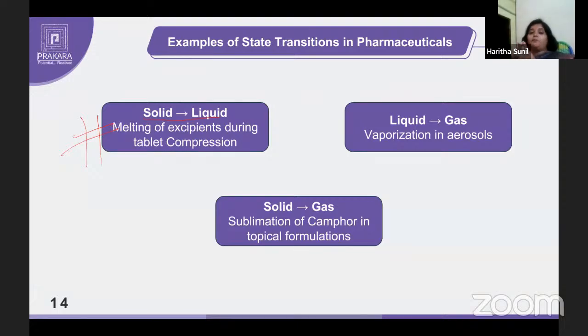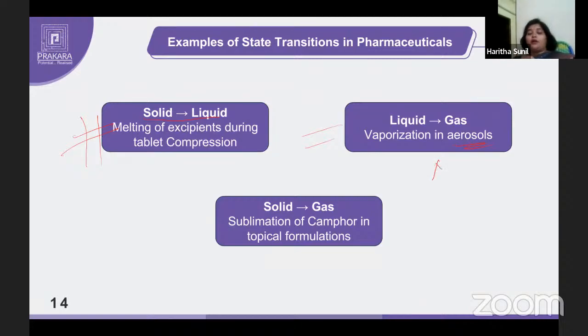So during tablet compression, certain excipients of the formulation may partially melt due to the heat generated by the high pressure process. And this melting can facilitate the binding of the particles, which increases the tablet cohesion as well as the mechanical strength. And then the second one we have is liquid to gas, that is vaporization. We will be using it especially in aerosols.